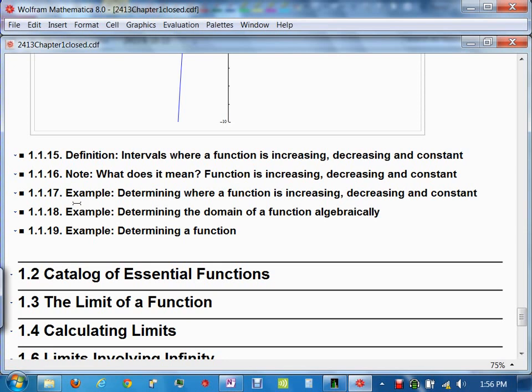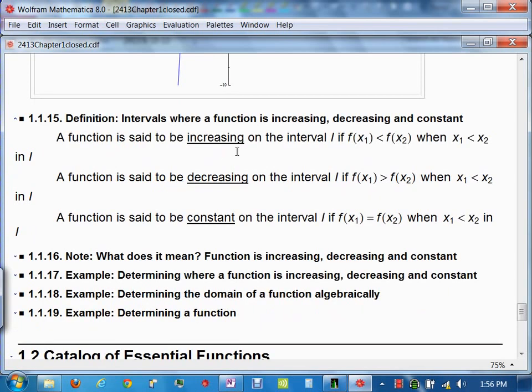So what does it mean for a function then, not to be positive and negative and 0, but increasing and decreasing? Well, increasing means, and this is the actual strict definition of what it means to be increasing. A function is said to be increasing on an interval I if f of x sub 1 is less than f of x sub 2 when x sub 1 is less than x sub 2 on the interval I. What? Okay. And it's decreasing when f of x sub 1 is bigger than f of x sub 2 when x sub 1 is less than x sub 2 on I.